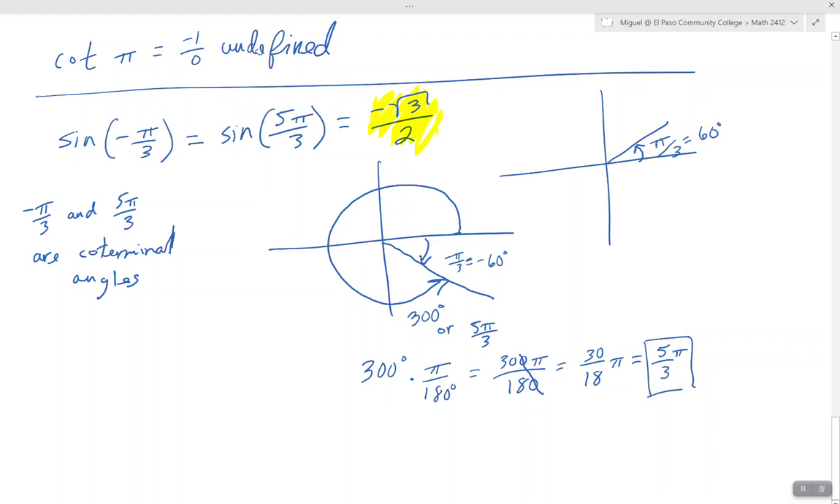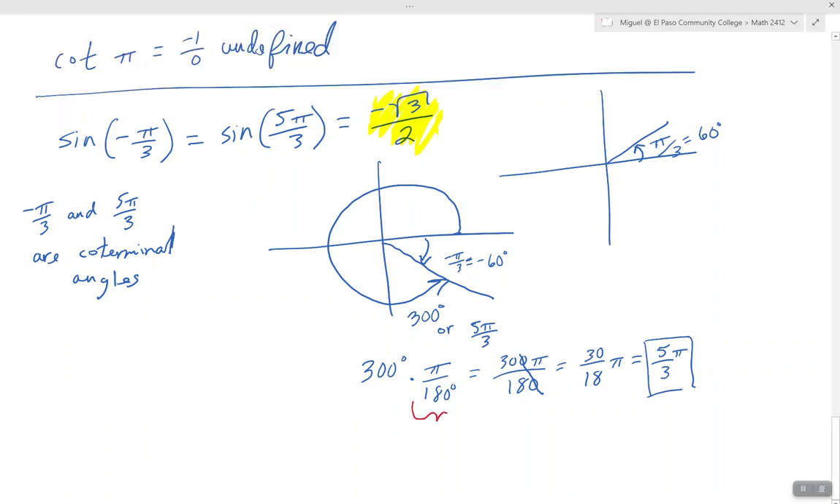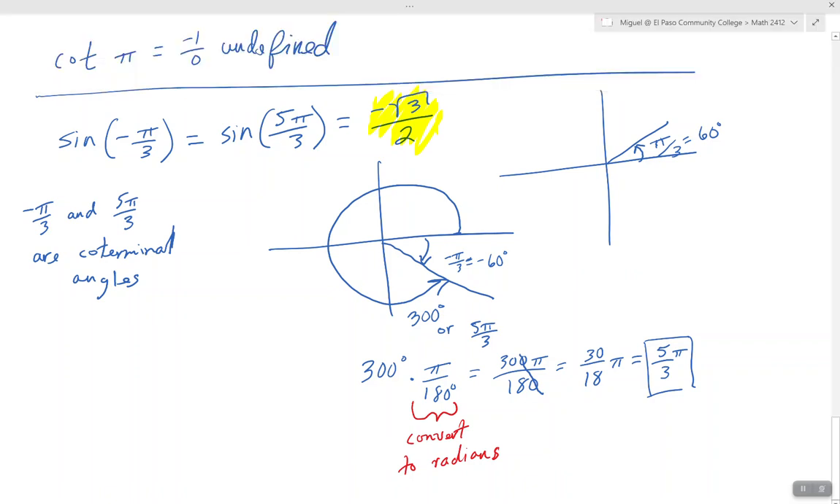Any questions on coterminal angles or finding sine, cosine, tangent? Yes. When you're multiplying the 300 times 1 over 180, where does that come from? Oh, so this is because we wanted to convert it. We use this to convert to radians. Does that make sense? Yes. Good question. So it's always going to be pi over 180? Yes. And then 180 over pi to go the other way.